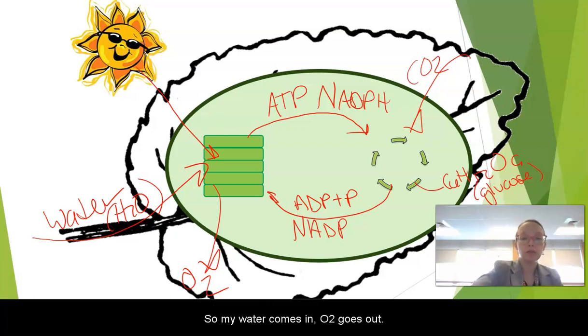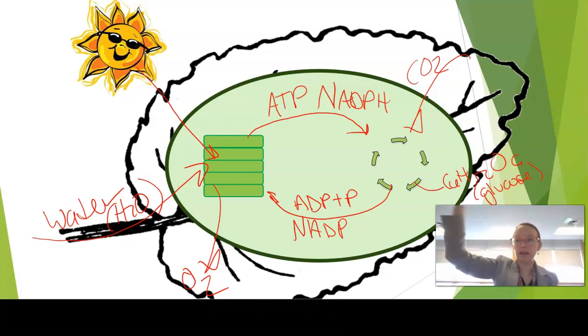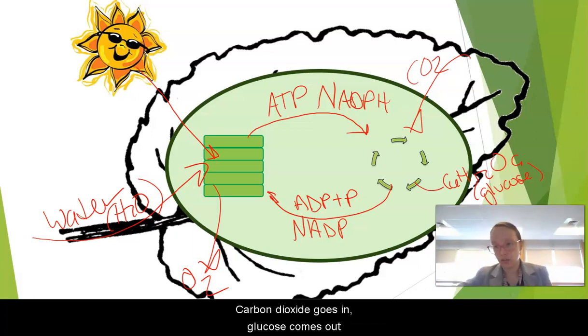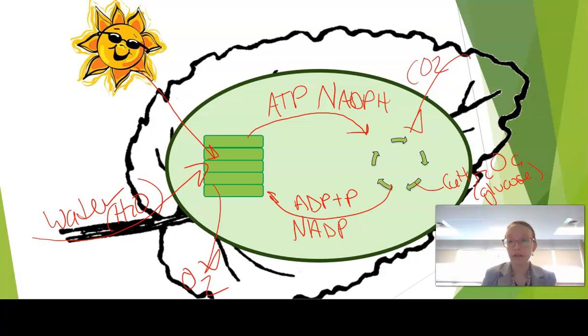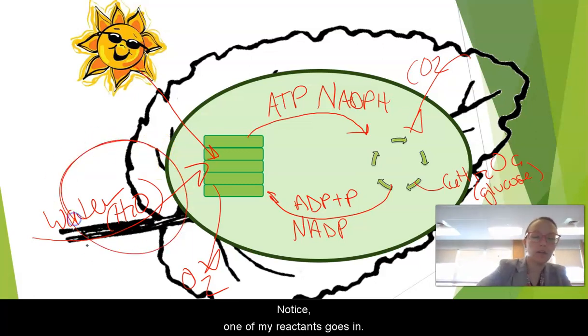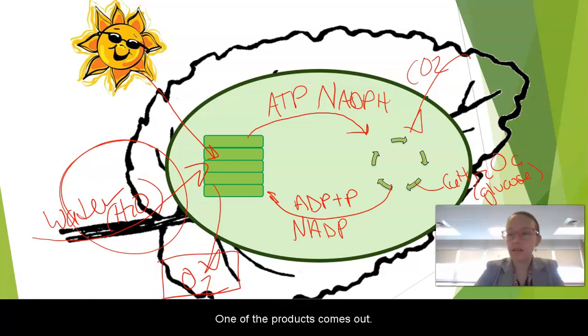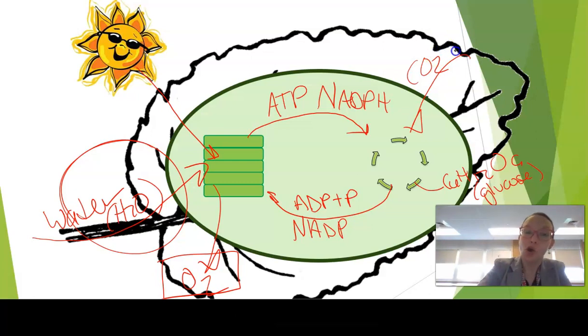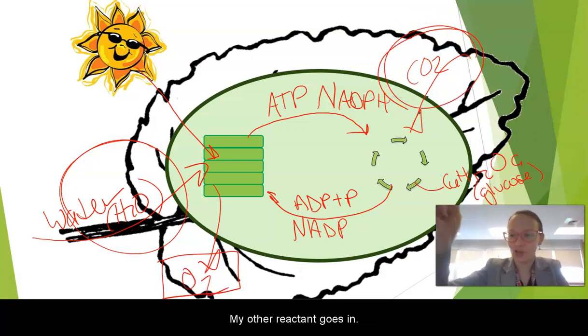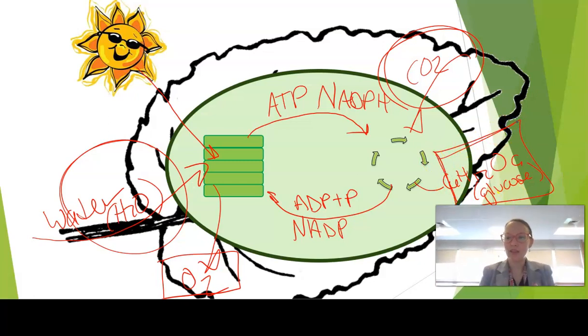So my water comes in, O2 goes out. Carbon dioxide goes in, glucose goes out. Notice one of my reactants goes in and one of the products comes out. My other reactant goes in and the other product comes out. So with these two pieces together, we have the entirety of photosynthesis.